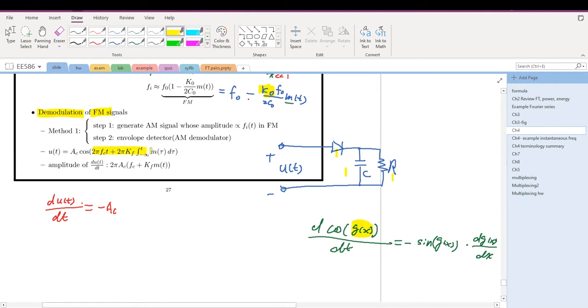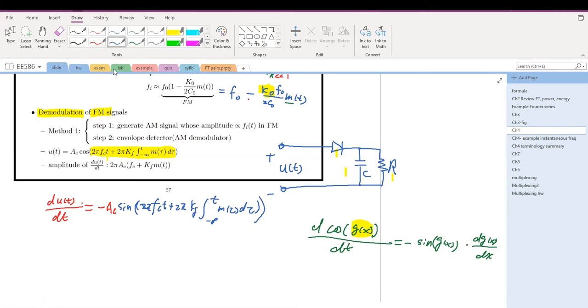The whole thing is a function g(x), and here it is a function of t, so of course it will be g(t). So we have AC sine of 2 pi fc t plus kf times the integral from minus infinity to t of m(tau). And then we do the derivative of the highlighted yellow portion here.